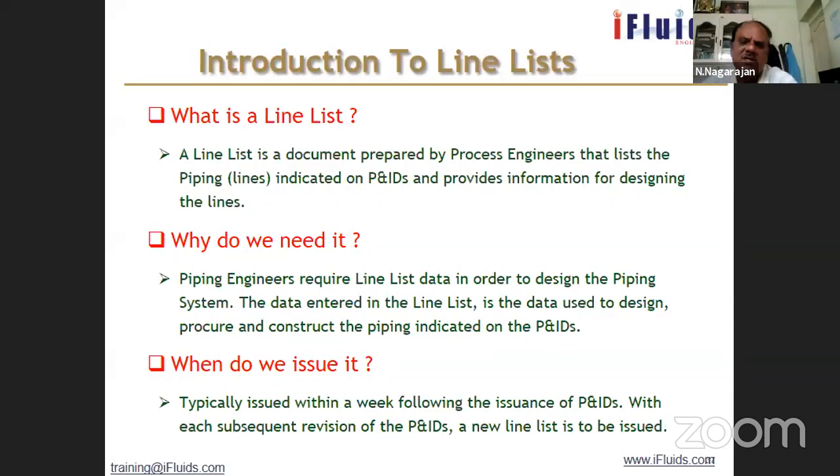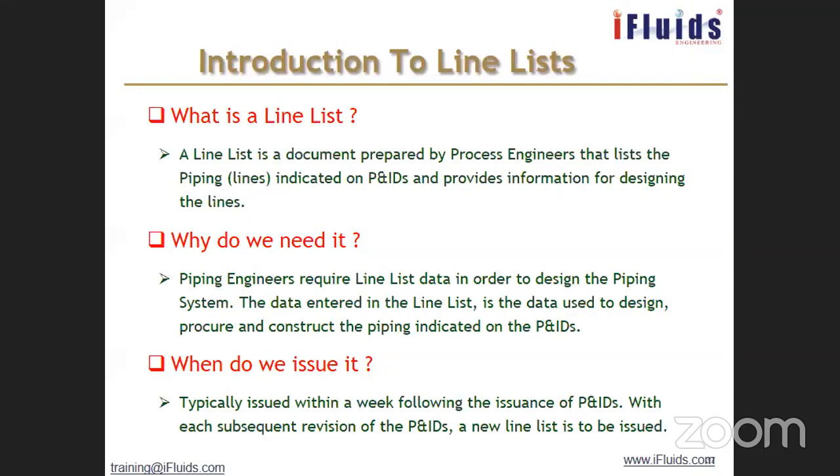We issue it immediately after completing the P&ID. Once we come to issue for approval, we have seen various stages in the P&ID: interdiscipline review, IDC, followed by the client review, that is IFR. Once client comments have come and we have incorporated them, then you issue it for approval. The line list can be taken from the client-approved P&IDs.